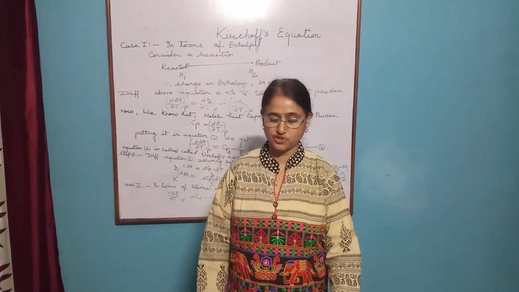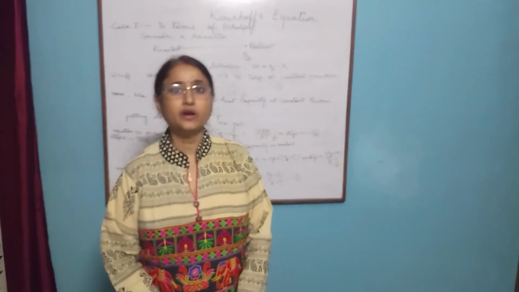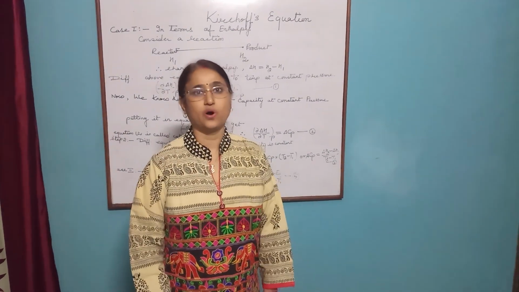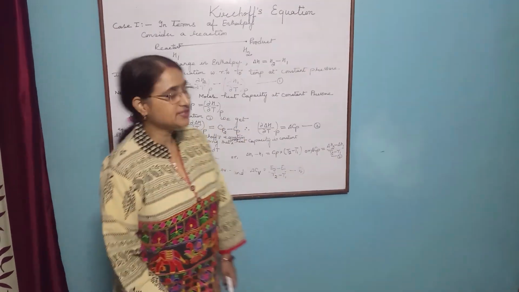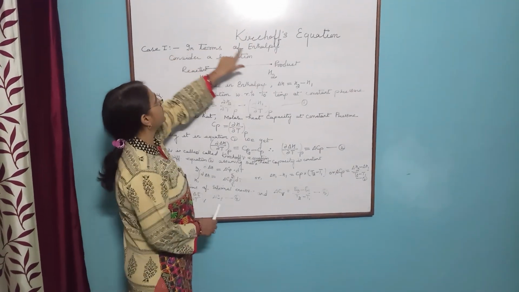What is Kirchhoff's equation? The variation of enthalpy or internal energy with respect to temperature at constant pressure or constant volume is called Kirchhoff's equation. Let us derive the Kirchhoff's equation. Case 1: in terms of enthalpy.